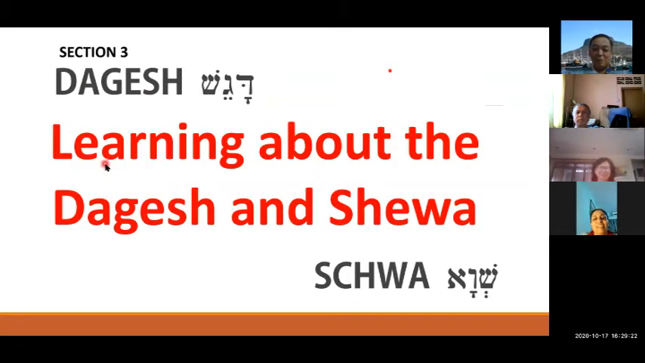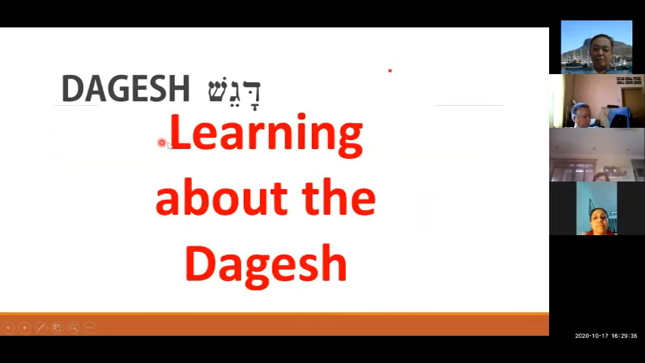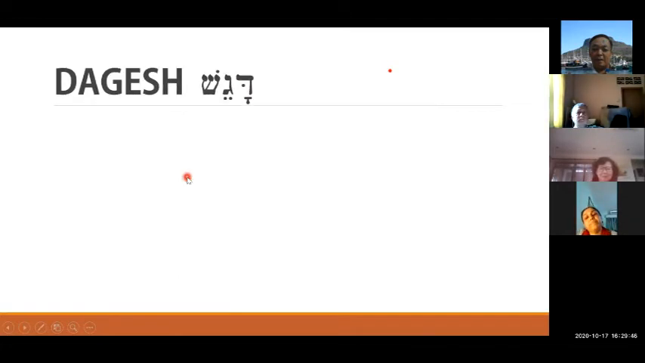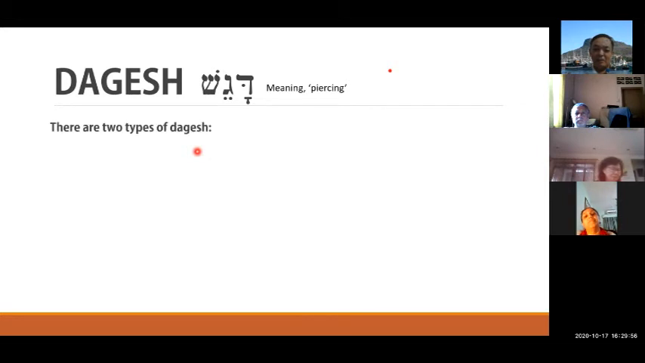Okay, now we will learn something new. Just be prepared. This is what we call the dagesh. We have already learned there are two types of shua as well, and there are also two types of dagesh. The dagesh is the little dot that you see here. The word dagesh means piercing, like the piercing of the ear, where we put the earring. So the letter is actually pierced with a little dot.